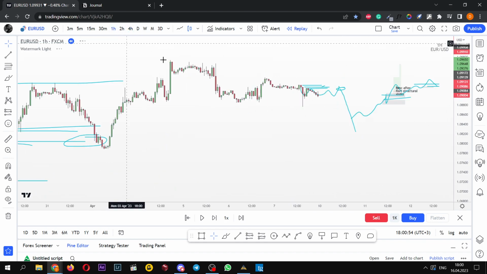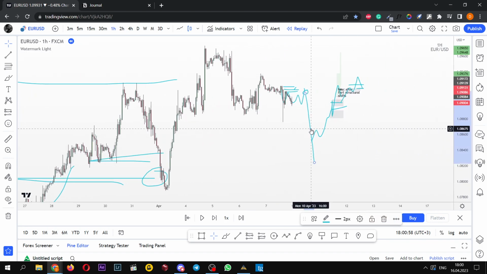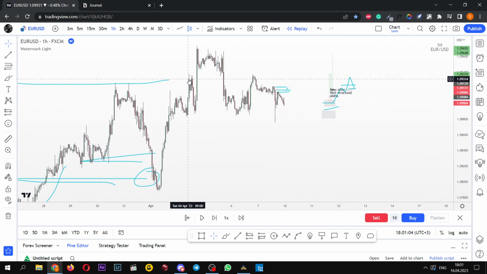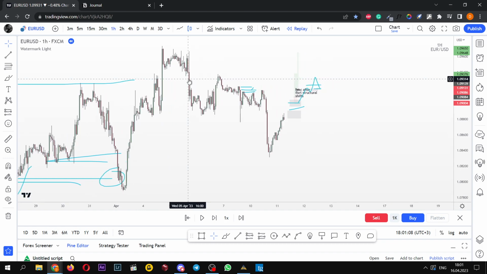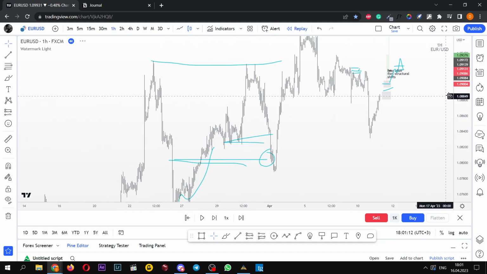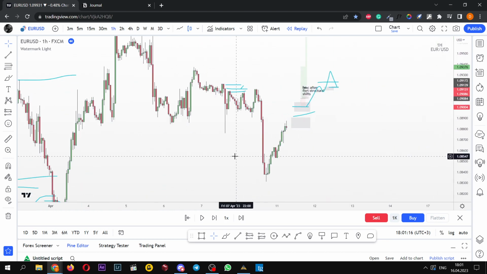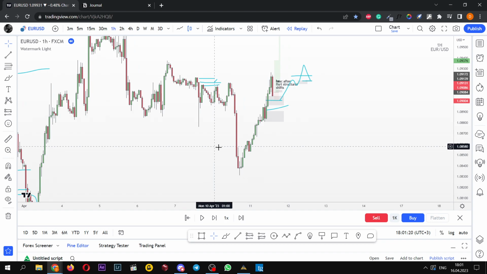And let me check. Yeah, so basically I didn't trade on Monday. The first trade happened on Tuesday, so let's just mark it like this. So we created a reaccumulation on 1 hour. So 1 hour was building structure, created a reaccumulation here, and then created this break of structure on 1 hour.